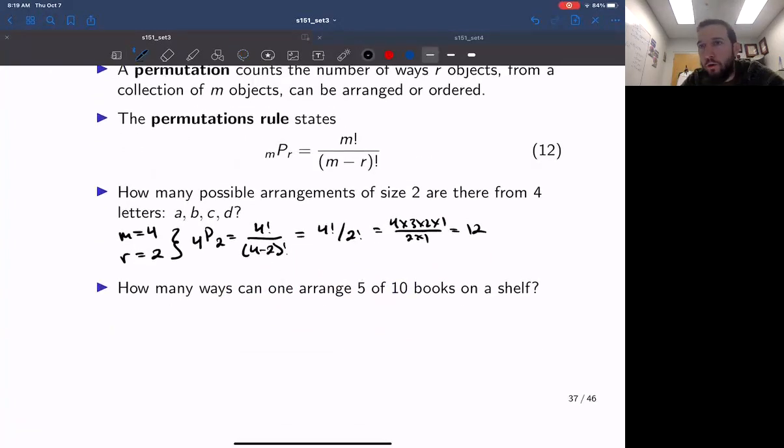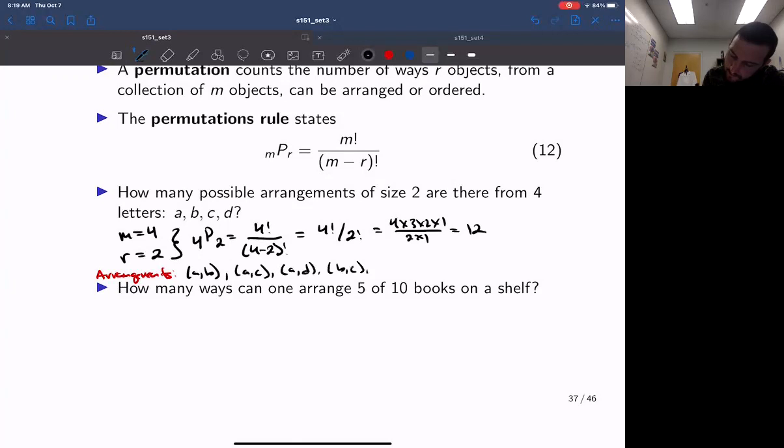So we're arranging 2 out of the 4 possible letters, and there's 12 different ways of doing this. So what does that actually look like? Okay, so here are the 12 arrangements. So we would have AB, AC, AD, BC, BD, CD. Okay, so that's 6. And now all we're doing is reversing the order of those 2 objects within the set.